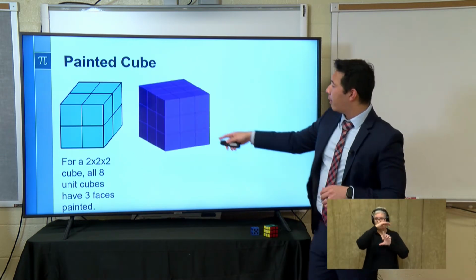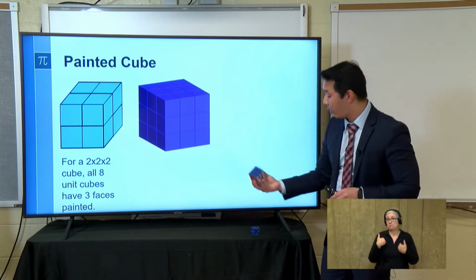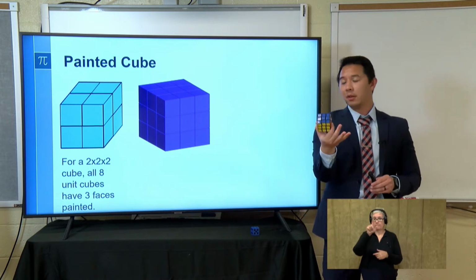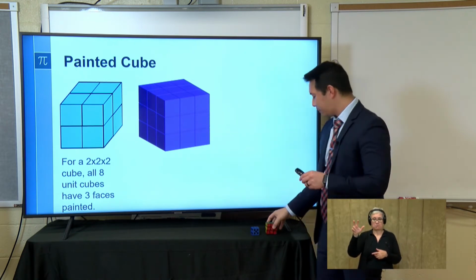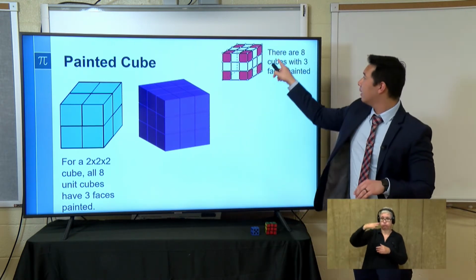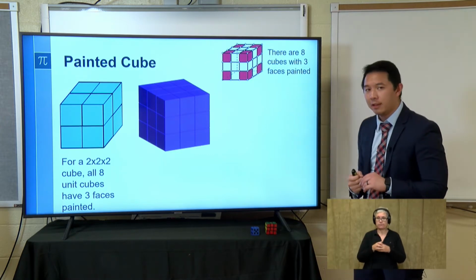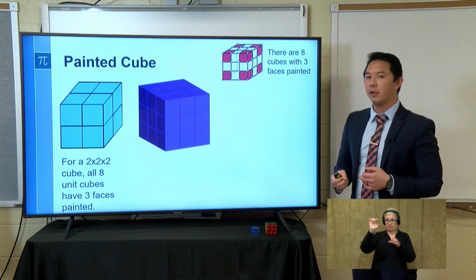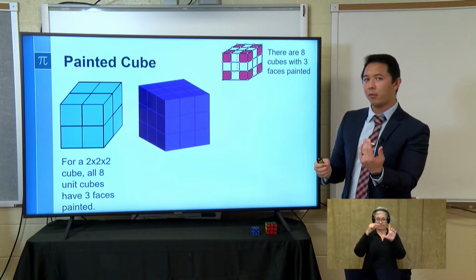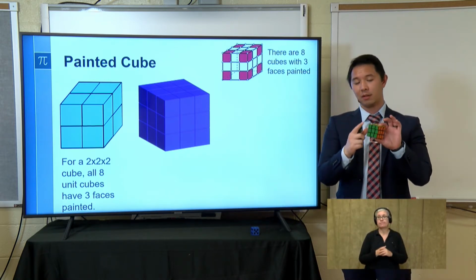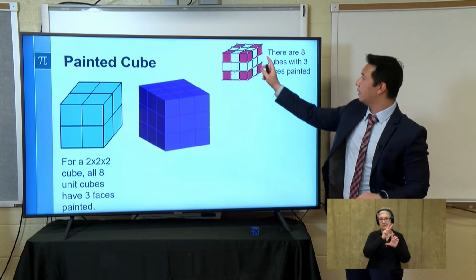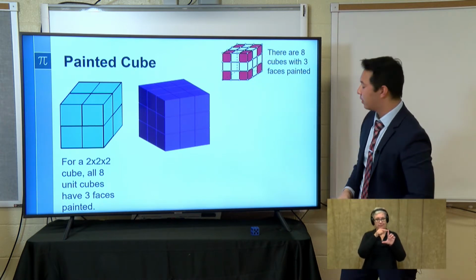When I'm looking at a 3x3x3 case, so if I were to cover an entire Rubik's Cube in blue paint, what we see is that there are 8 cubes with 3 faces painted. And again, pay attention to the location. In that 4x4x4 case, we were looking at the corners. In the 3x3x3 case, still looking at the corners.